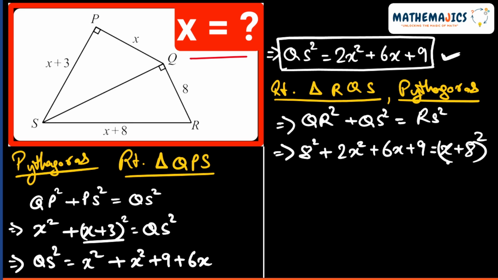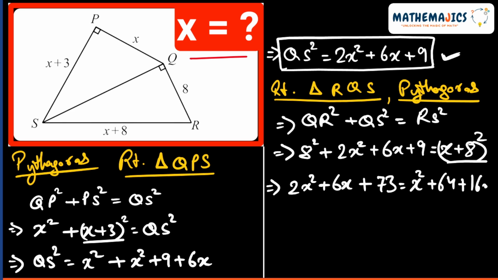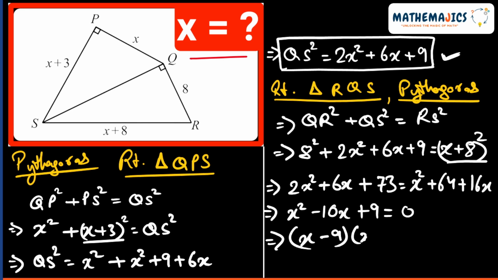Okay. Now this will also be expanded using the same algebraic identity that we used in the first part of the question. If we simplify this, we will get 2x square plus 6x plus 73 is equal to x square plus 64 plus 16x. If we simplify this further, we will get x square minus 10x plus 9 is equal to 0. Now we will go for middle term splitting. After middle term splitting, we will get x minus 9 times x minus 1 is equal to 0.